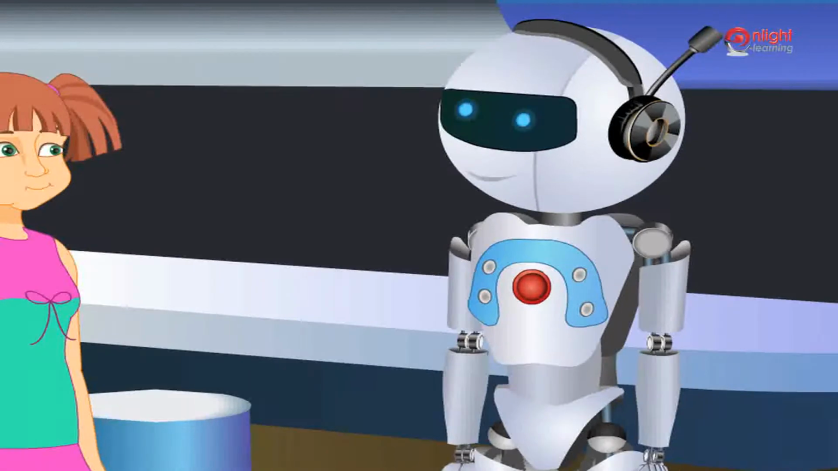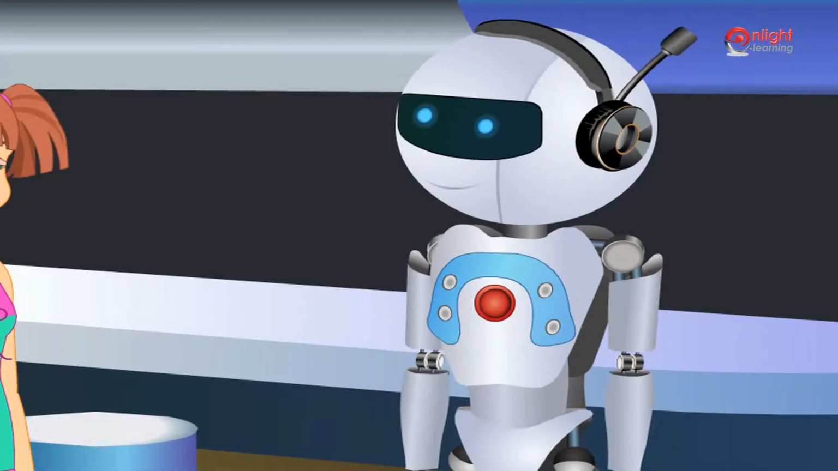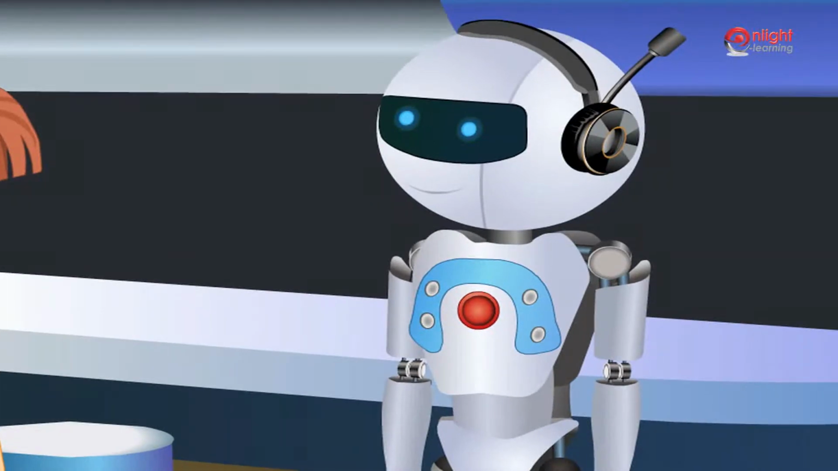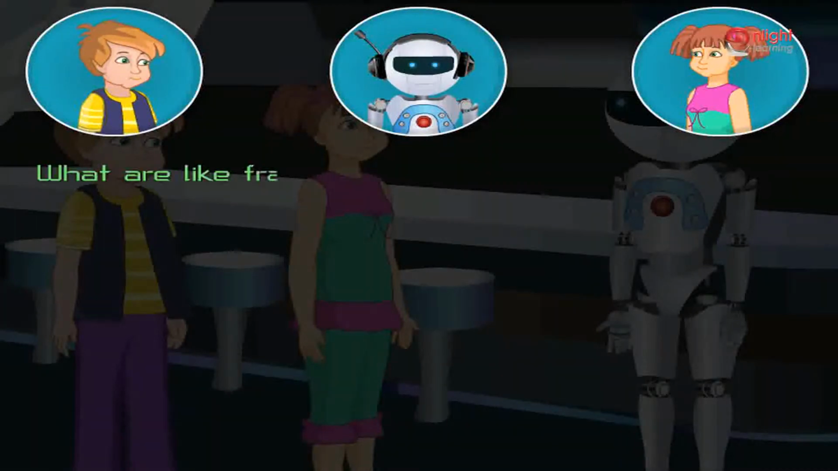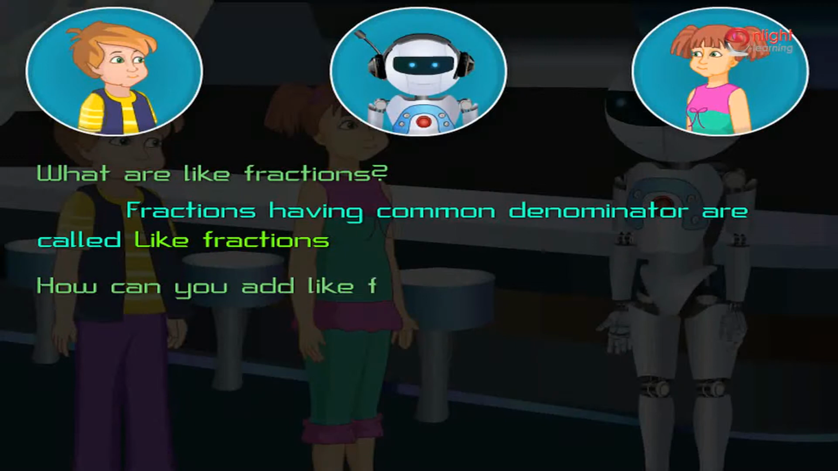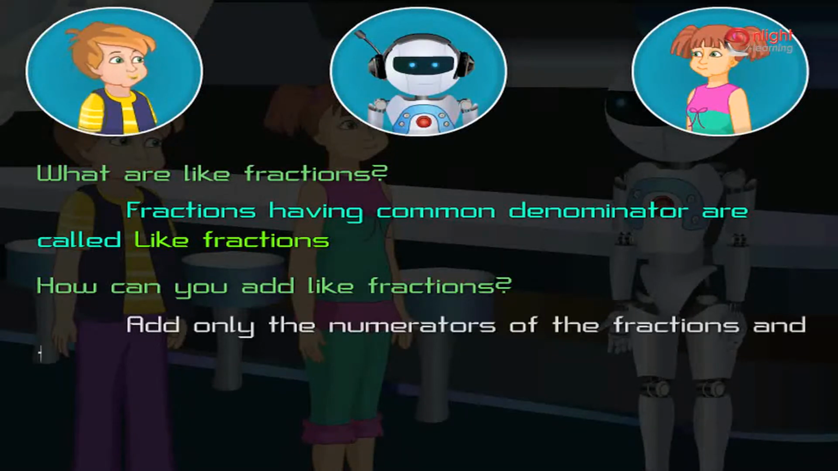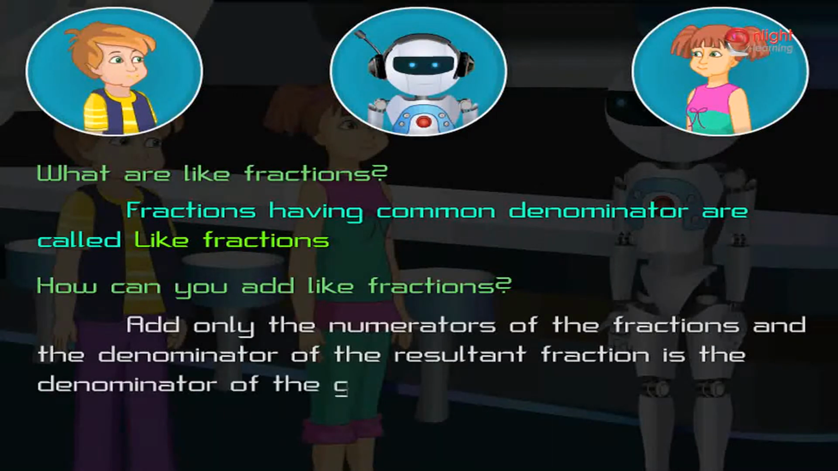Before we start with the addition and subtraction of unlike fractions, let's revise on how you add and subtract like fractions. What are like fractions? Fractions having common denominator are called like fractions. How can you add like fractions? To add like fractions, we add only the numerators of the fractions and the denominator of the resultant fraction is the denominator of the given fractions.